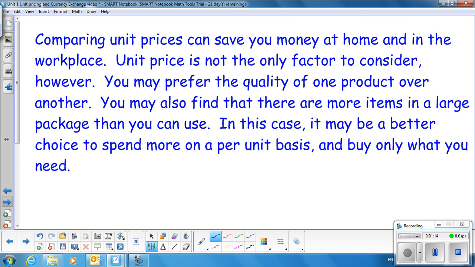Comparing unit prices can save you money at home and in the workplace. Unit price is not the only factor to consider, however. You may prefer the quality of one product over another. You may also find that there are more items in a large package than you can use. In this case, it may be a better choice to spend more on a per unit basis and buy only what you need.